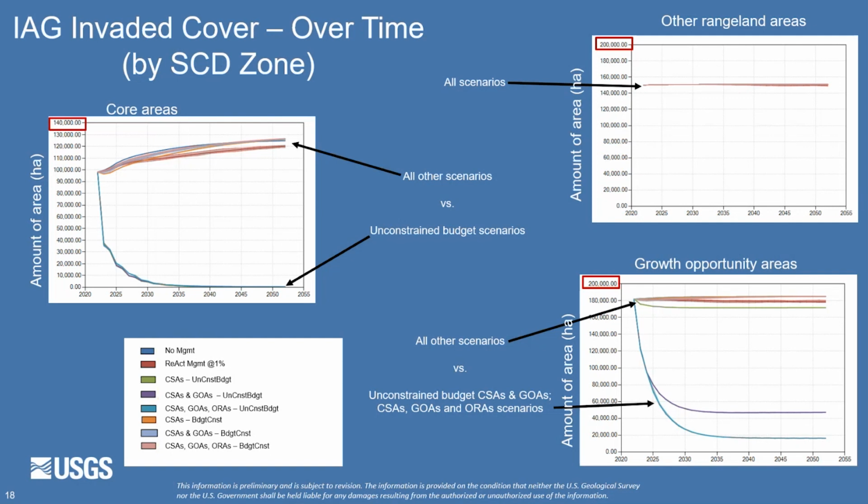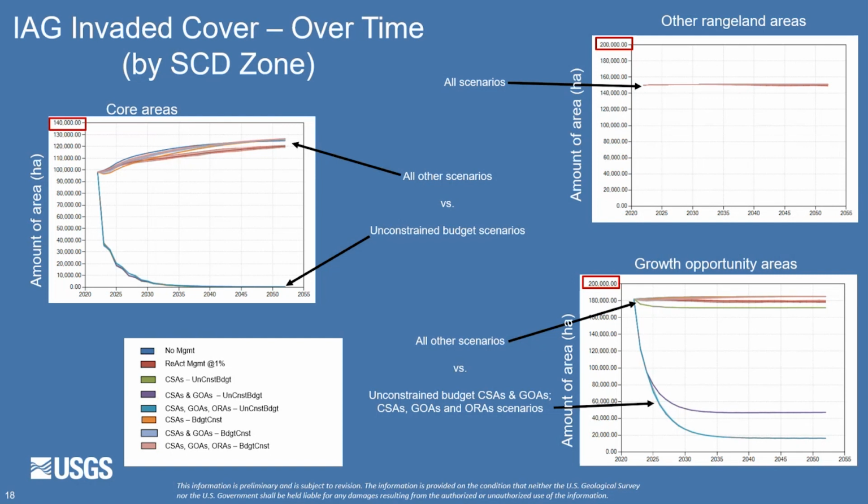And the core areas are on the left. And what we're seeing right now is that we're not really having an effect except on the unconstrained budget scenarios. So it's based on our cost estimates, it's costing a lot, and our lower, more quote unquote realistic budgets are apparently not enough. And then on the bottom right, you've got the growth opportunity areas where we're seeing a similar story play out. And then on the top right, the other rangeland areas where there's no effect, not even in the unconstrained budget, which actually makes sense.